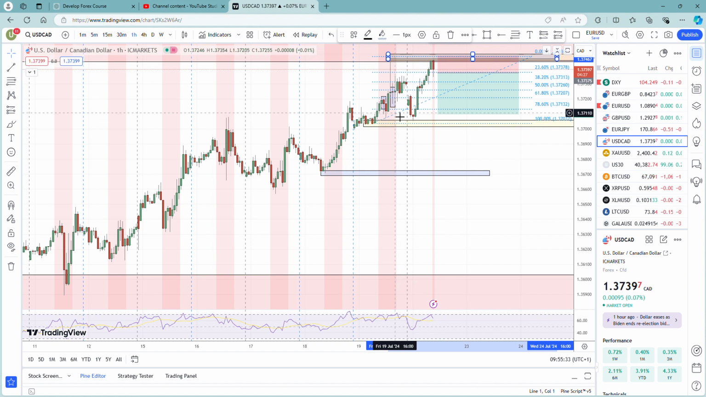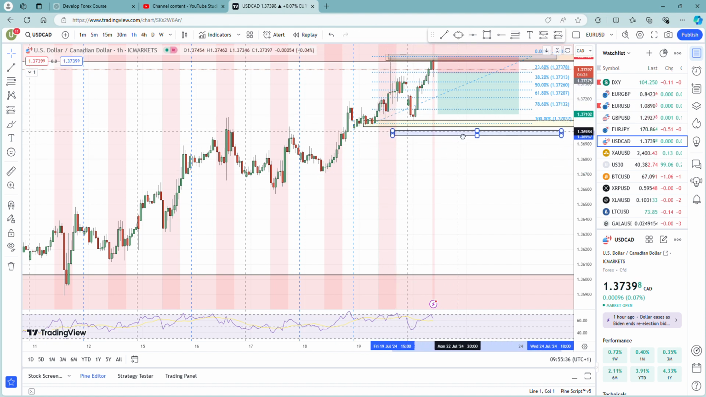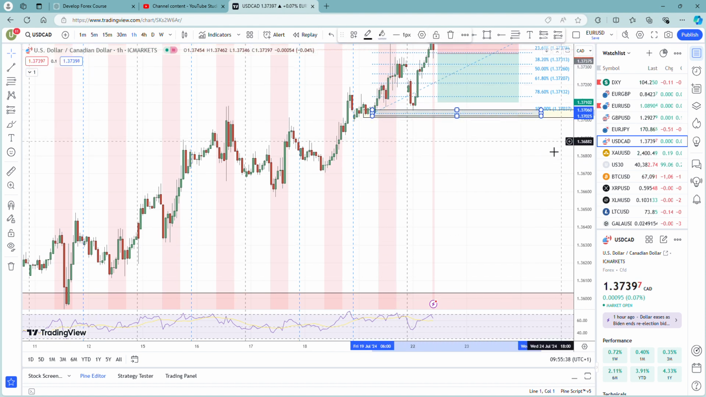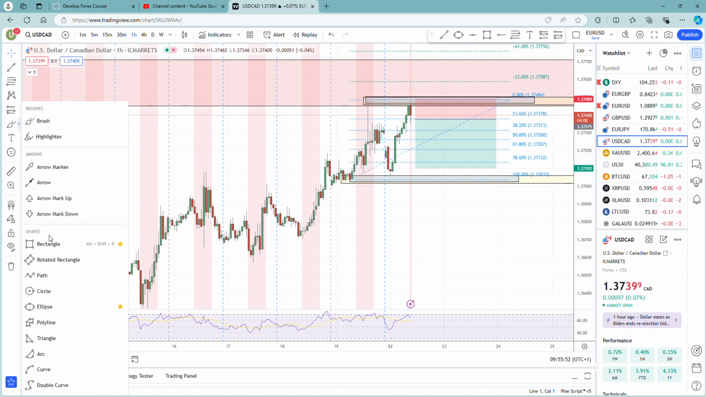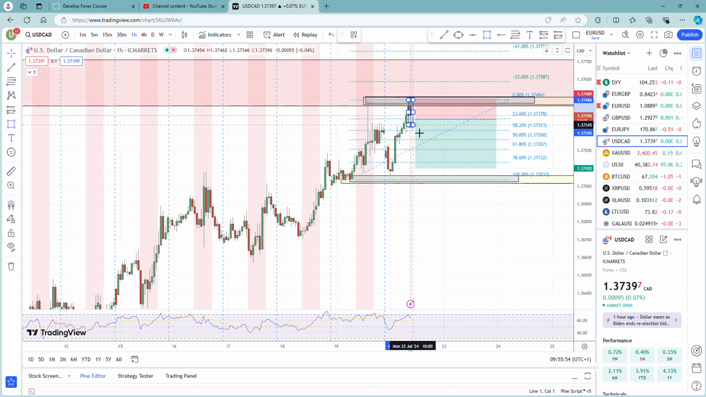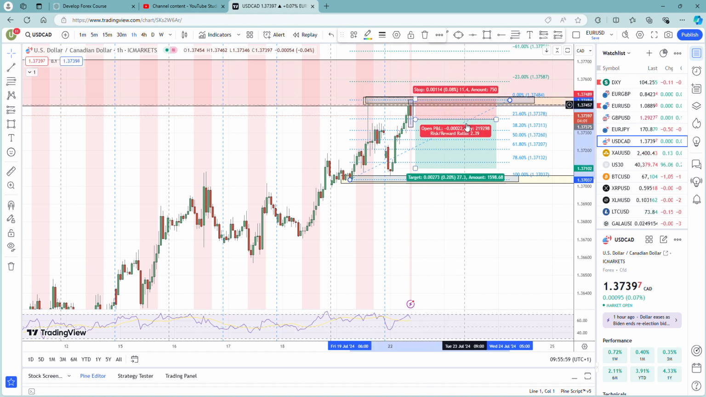So if price reaches here, we sell. If price reaches here, we buy. As you can see, price is at resistance, so I'm going to go and enter the sell trade. So I'll enter on this candlestick here, into a sell trade, and I'd be risking 11 pips to make 27 pips. So that is the entry that I've already taken this morning, and you will see how it plays out.